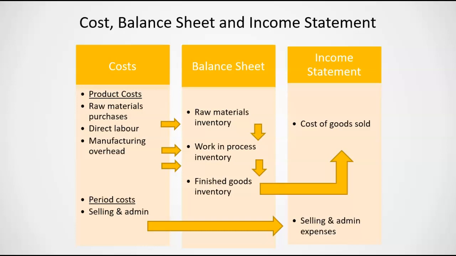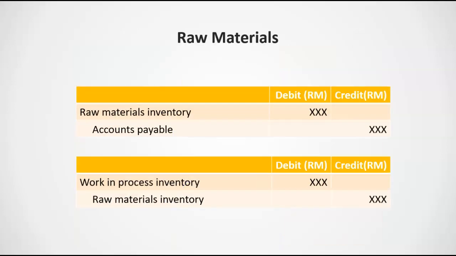These three types of goods at the end of the year will be reflected in the balance sheet. Once you sell your finished goods, it will be documented as cost of goods sold under income statement. As for the period costs, for example, selling and admin costs, they are part of expenses and would be put under income statement. So let's look at the first item, raw material.